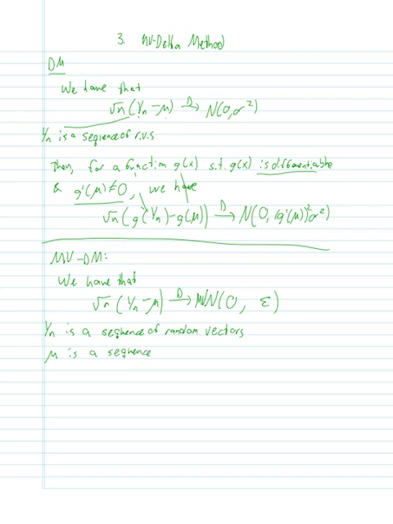And mu is not random, let me write that again. Mu is a vector of the means of each component of yn. So it's going to look like mu1, mu2 to mu k, let's call it.